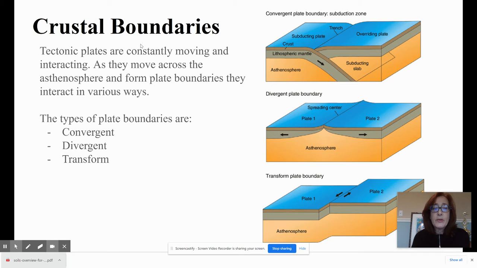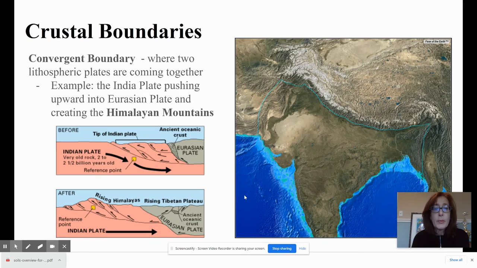So, crustal boundaries. For the AP exam, we're going to need to know the three types of crustal plate boundaries, and those are convergent, divergent, and transform plate boundaries. Tectonic plates are constantly moving. A long time ago, we thought that the Earth was just static and that nothing ever changed. But now, of course, we realize that everything's always in constant motion. As they move across the hemisphere and form plate boundaries, they interact in these various ways: convergent, divergent, and transform. These are just very quick examples, and we're going to talk about each one of them.